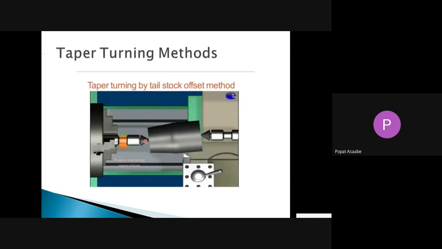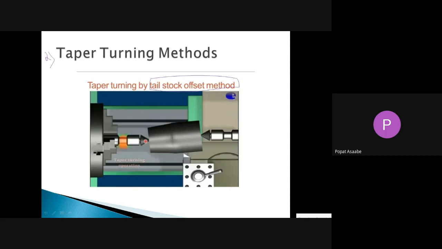Okay, the next method is the taper turning method with the help of the tailstock offsetting method. Okay, we can produce taper turning by the tailstock offset method.